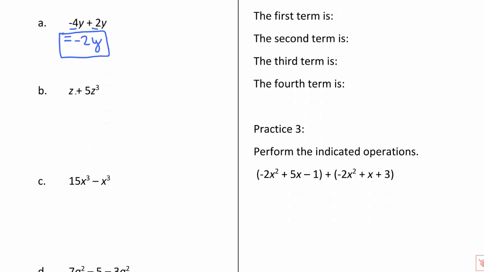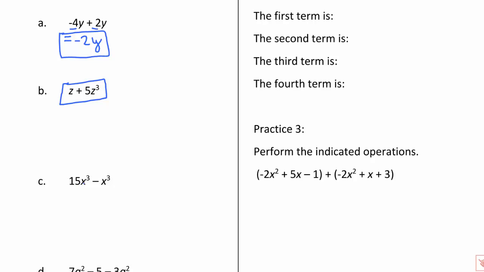B. z plus 5z cubed. Question is are these like terms? Well, this is z and this is z cubed. Notice that they do have the same variable, but they're to different exponents. Because they're to different exponents and there are no other terms, this is the simplified form because these are not like terms.